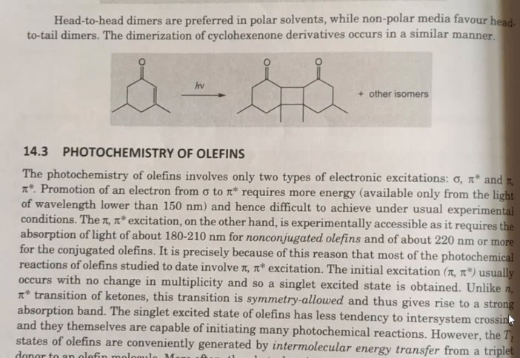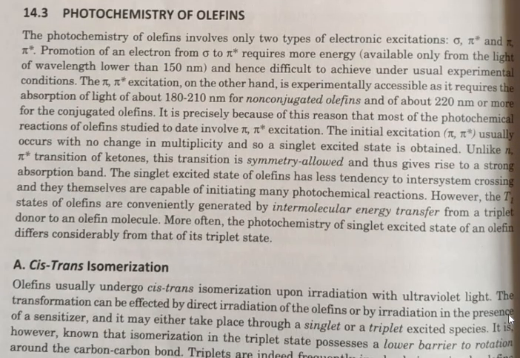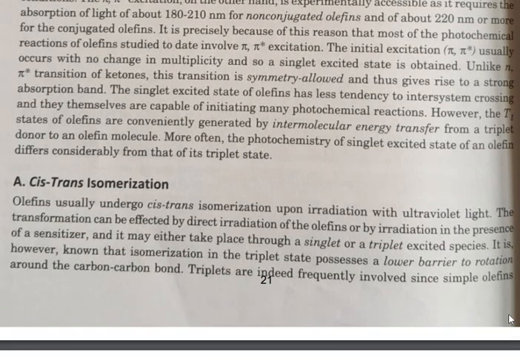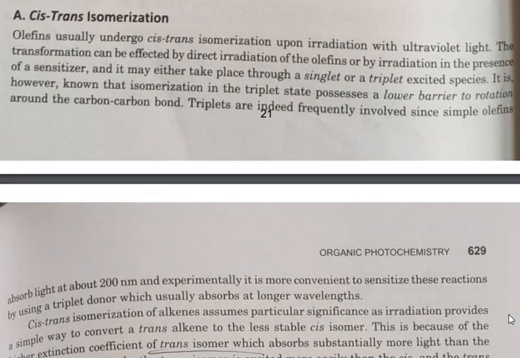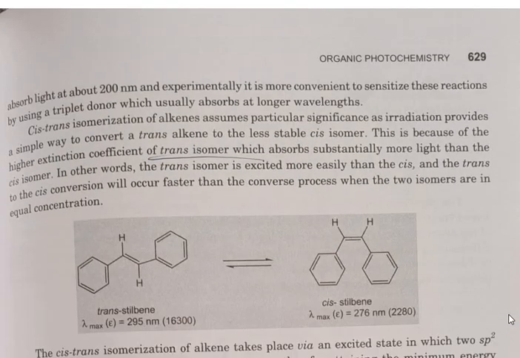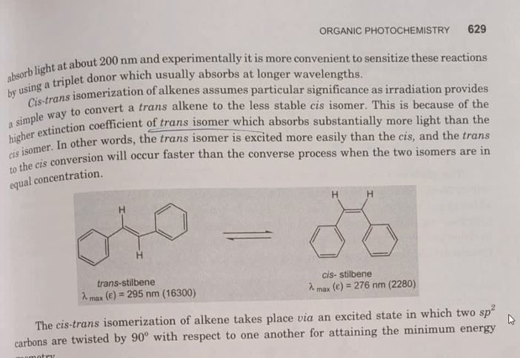Now, photochemistry of olefins. You know olefins means double bonds. Focus on the pi star transition. So cis trans isomerization is also very important. Look at here, this is trans stilbene and cis stilbene. What happened here? This is the trans, another one is cis. So what are the properties? You can see 295 nanometer and 276 nanometer.